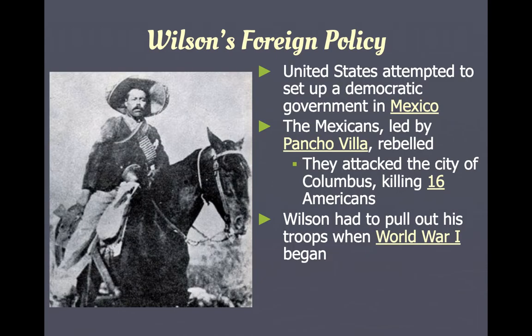So to put this into practice, we did attempt to set up a democratic government in Mexico. And then the Mexicans that were led by Pancho Villa, that's him there, rebelled against the United States. And then they attacked the city of Columbus, killing 16 Americans. Eventually what's going to happen is Wilson's going to have to pull out the troops because World War I is going to start. Okay, and so Mexico's kind of left to their own devices at that point.